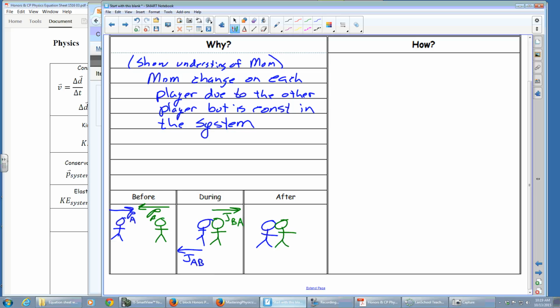Equal but opposite, and they don't cancel out because they're on opposite bodies. Be careful of that. So, we can even put that up here. They have equal but opposite impulses on each.